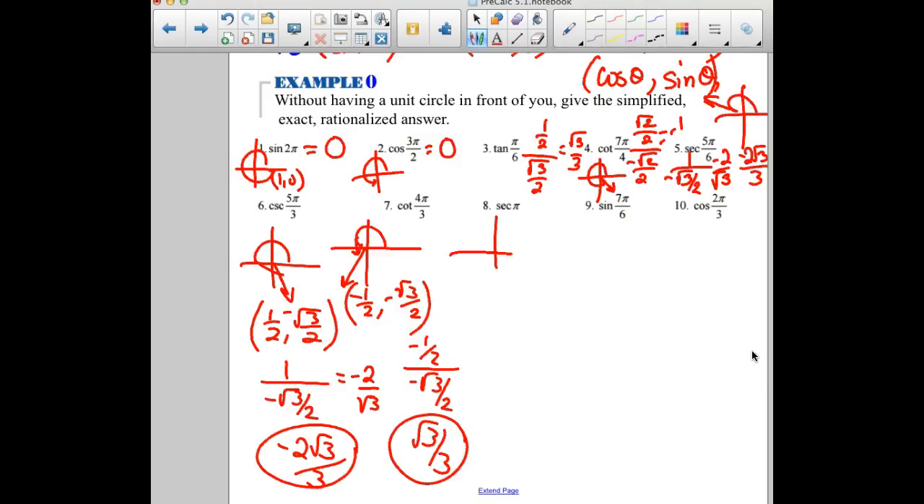Secant of pi. We're over here, negative 1, 0. Secant is the reciprocal of cosine. The reciprocal of negative 1 is negative 1.